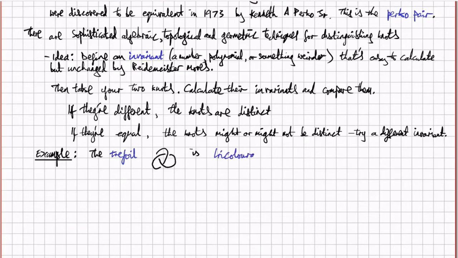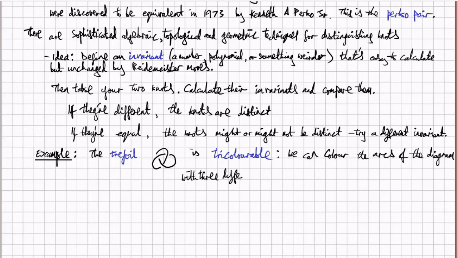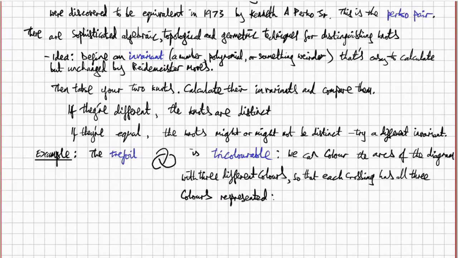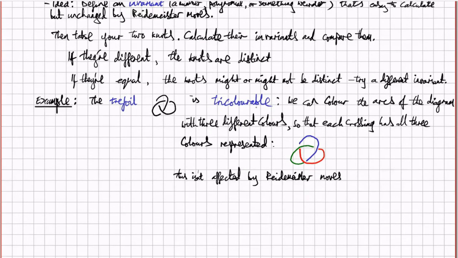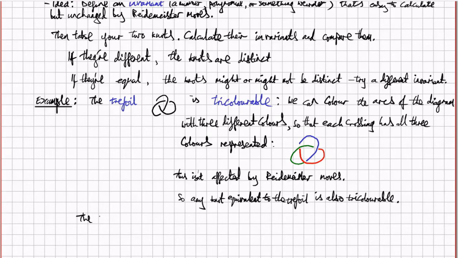So I want to show you a nice example of this sort of thing. The trefoil knot, which is the simple overhand knot with the ends glued together, is what's called tricolorable. And what this means is that we can colour the arcs of the diagram with three different colours so that at each crossing we either have three different colours represented or we have all the same colour. And it turns out that doing this, or being able to do this, isn't affected by Reidemeister moves. So any knot that's equivalent to the trefoil is also going to be tricolorable.